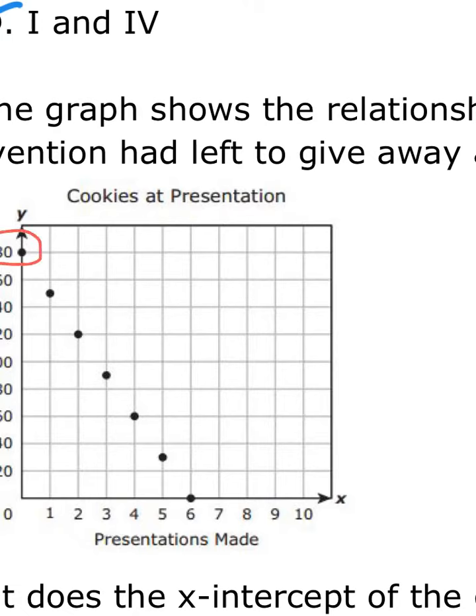The question says, what does the x-intercept of the graph represent? Okay, so my x-intercept is presentations made. Perfect. So, which answer choice talks about the presentations she made? A is the number of cookies she had. Nope, that's the y-intercept. B, the maximum number of cookies she could give away during a presentation. No, that's the slope. C, the number of presentations she made per hour. That would be the rate, another slope, and not even for this graph, right? D says the maximum number of presentations she can make before running out of cookies. D.